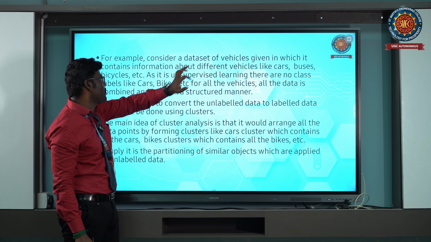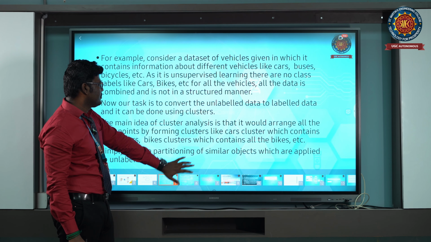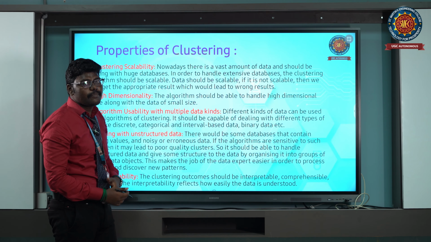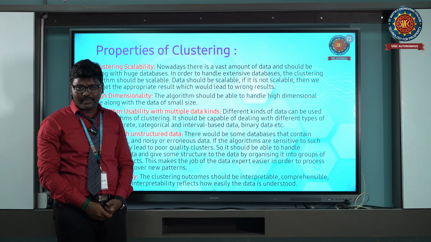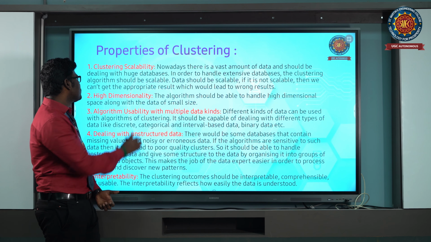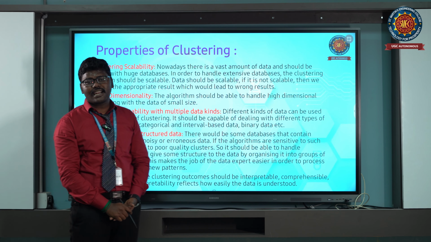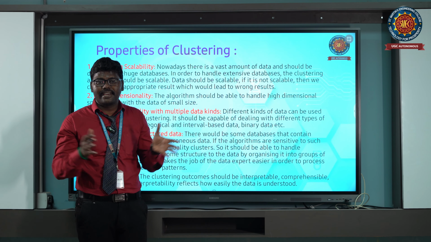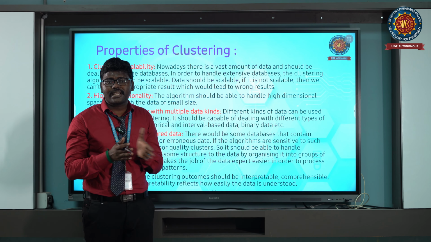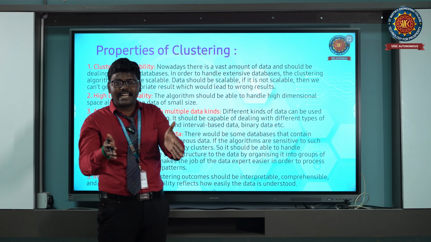So this is the process of clustering algorithm, right? The properties of clustering. Clustering needs some requirements, right? See the properties. The first property is clustering scalability. Clustering should be more scalable because we are handling a large amount of data, a huge amount of data. So the clustering should be more scalable and efficient.